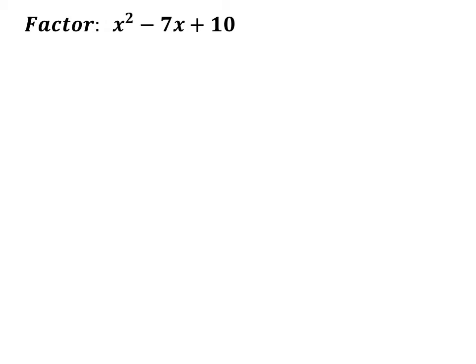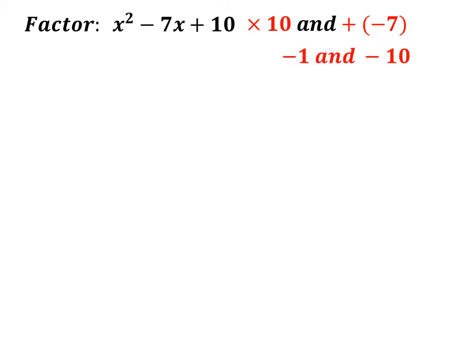Alright, looking at a different situation. Here our constant term is positive and our linear term is negative. This tells me that both numbers inside the parentheses will be negative. A negative times a negative is positive, and a negative plus a negative is negative. So here we're looking for two numbers we multiply together to get 10, that we add together to get negative 7.